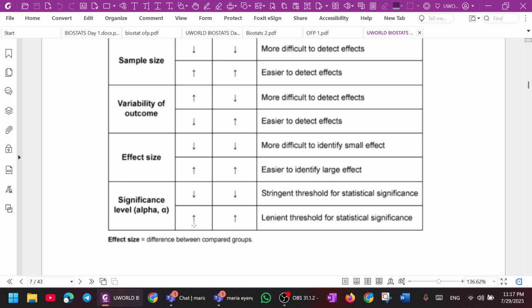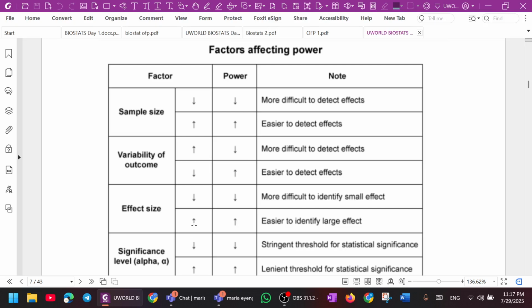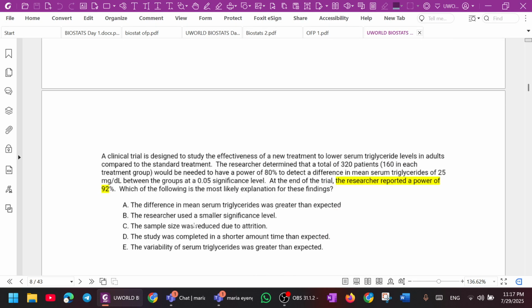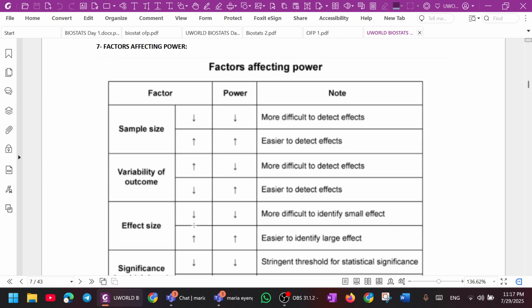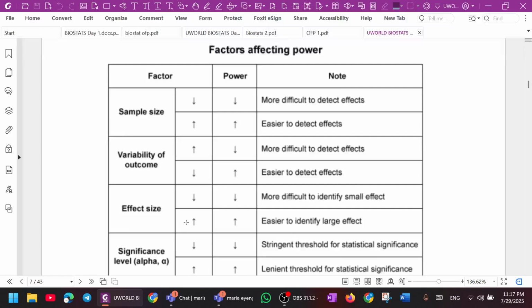Next. Did the table make sense a little bit? Yes. These things, like if sample size decreases, the power decreases. We know that, and if sample size increases, power increases. Sample size and effect size are the same. If effect size is decreased, then power is also decreased, because it is more difficult to identify.